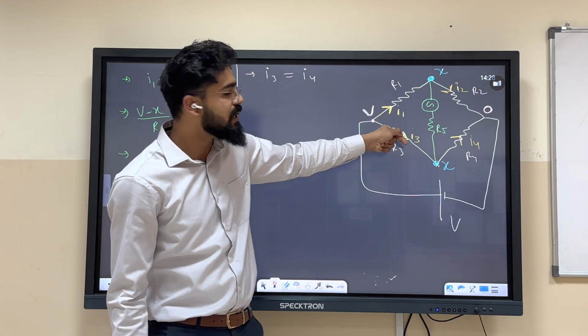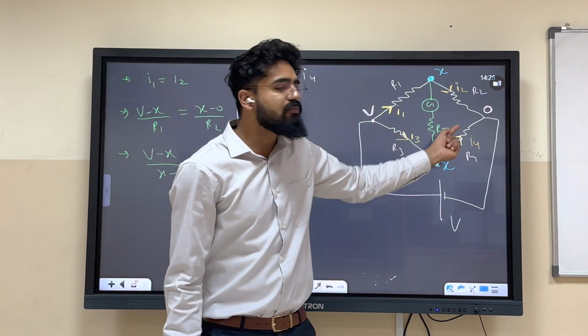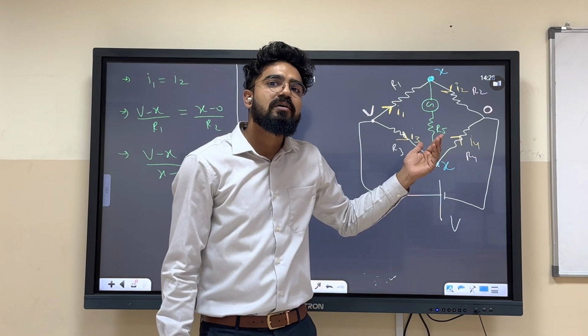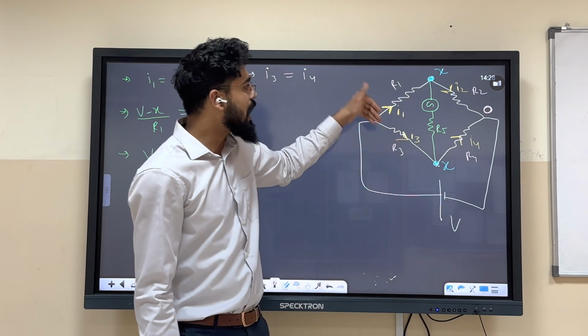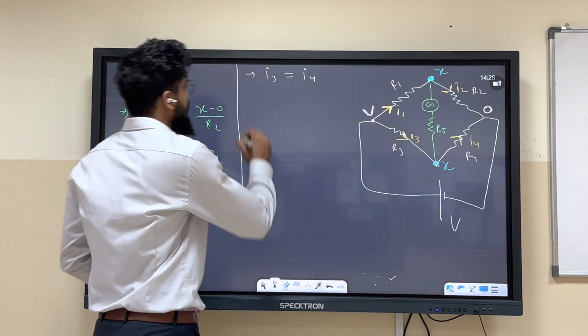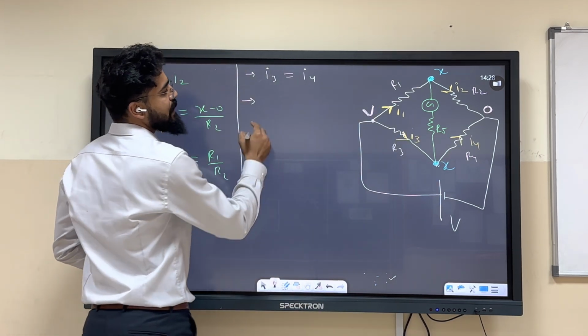Whatever current is coming in this branch, I3, I4 should be the same, correct? The same current should flow through this branch. It means what? I3 should be equal to I4, correct? I3 equals I4. How will you write I3?